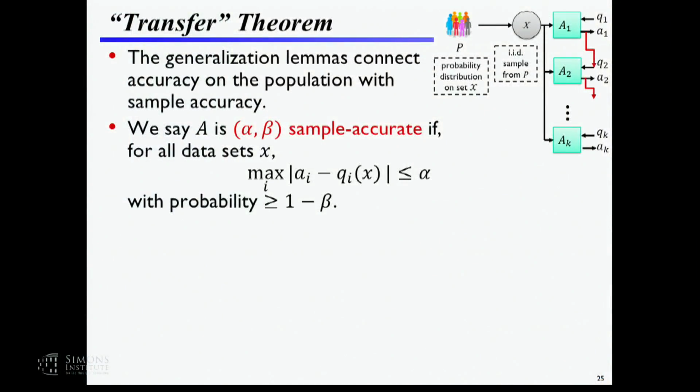So to formalize it, we'll say that the algorithm A is alpha-beta sample accurate if its worst case error, for every particular data set it might interact with, and for every sequence of queries, with high probability, is giving answers that are accurate for the data set X. That's what sample accuracy means. And the nice thing about sample accuracy is that it's easy to prove because there's much less probability involved. You just got one data set, you write it down, it's a worst case thing.